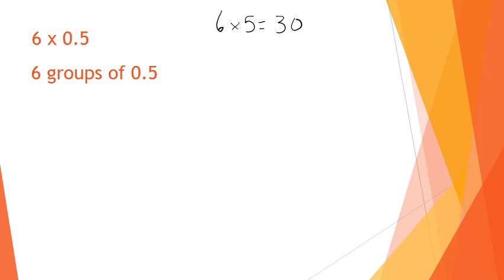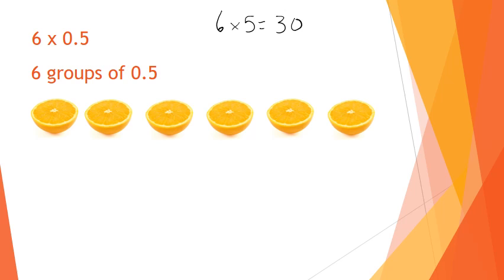Here, to figure out where the decimal goes, you need to think about what these numbers mean. So if I have 6 halves, I would actually have 1, 2, 3 wholes. So not 30 wholes, because I only have 6 halves, so I'd have 3 oranges, or 3 decimal 0 oranges. I can also tell I have 1 decimal place in my question, so I put 1 decimal place in my answer.